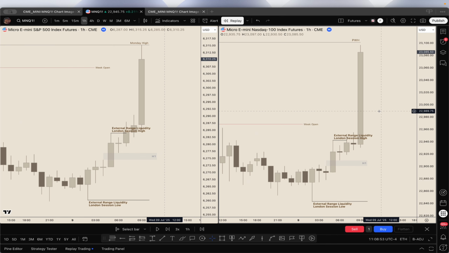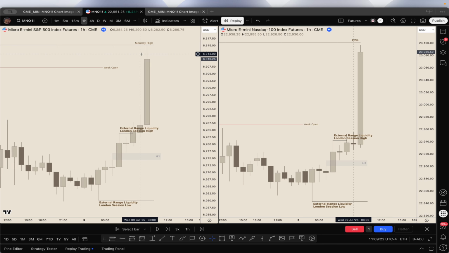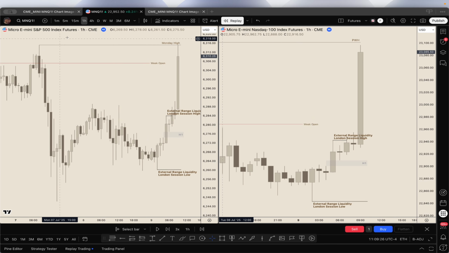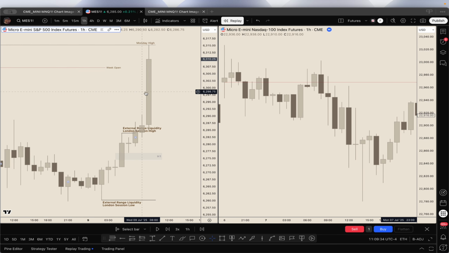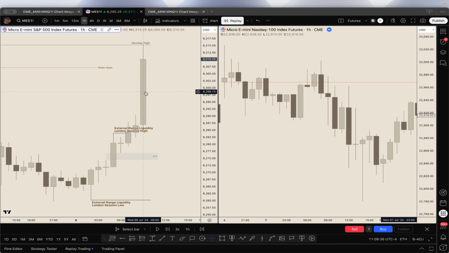So instead of there being this consolidation in the morning, price kind of just rallied up shortly after market open. Take a look at where price is right now. I'm in replay and then I'll get to the recording at the end, but just take a look at this high here from 9 a.m. I'm on the hourly chart here. The high of 9 a.m. on S&P actually made an exact equal high with our high from Monday. So Monday's high was 6,315 and a quarter, and the 9 a.m. high was exactly 6,315 and a quarter.